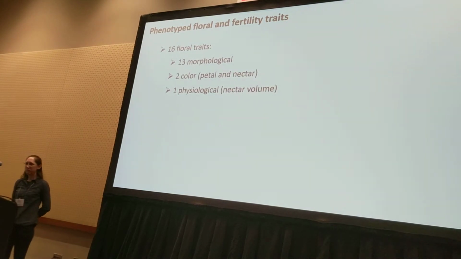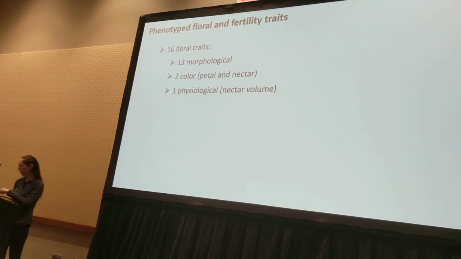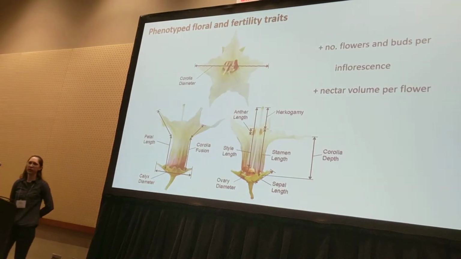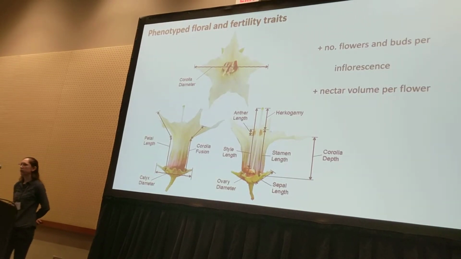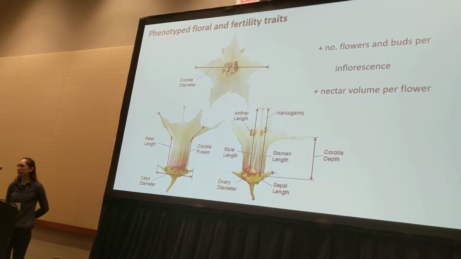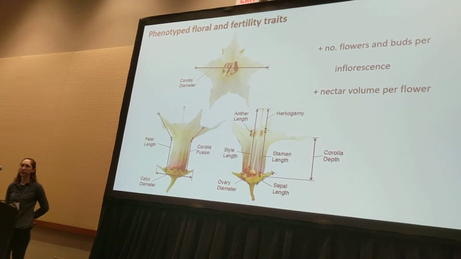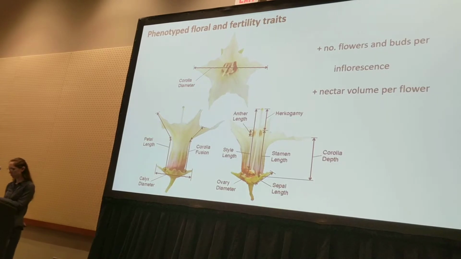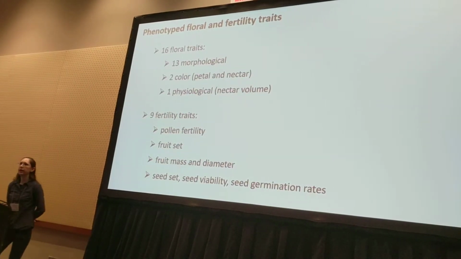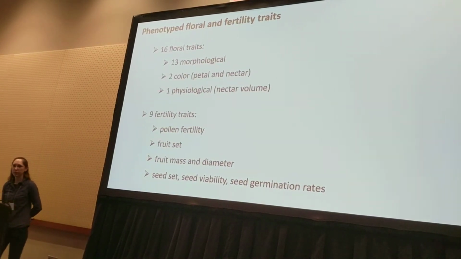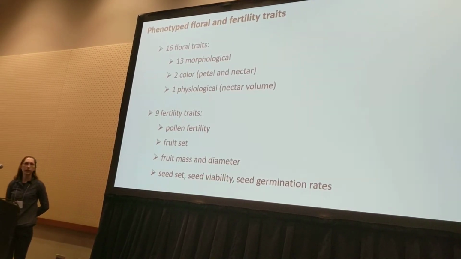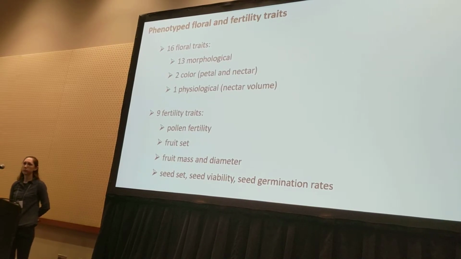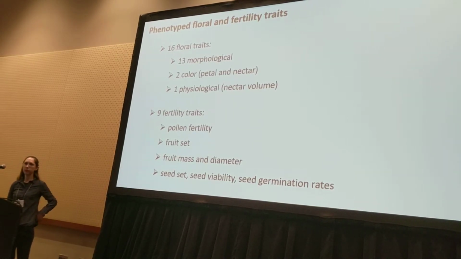All right, so I phenotyped a whole bunch of floral traits, including your standard morphological ones, as well as inflorescence size, the volume of nectar produced per flower, and I also quantified petal and nectar color. Further, I also phenotyped several fertility traits. This is because in a previous study, I found substantial yet incomplete reproductive barriers between the two species, and so I wanted to better understand the genetic basis of those traits.